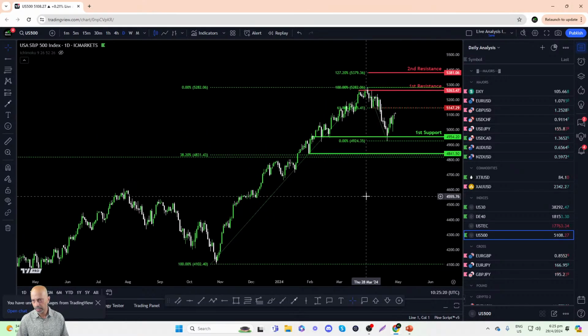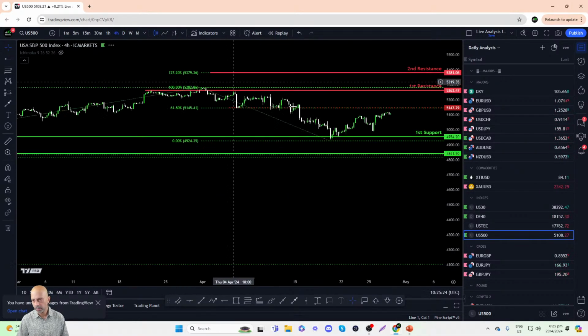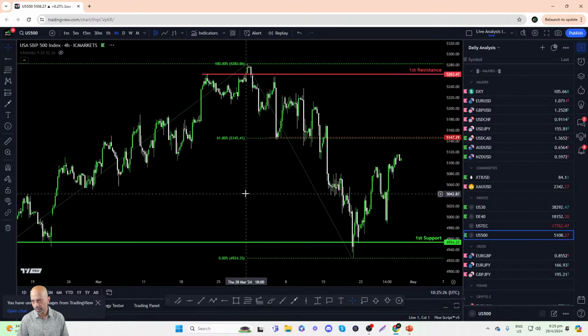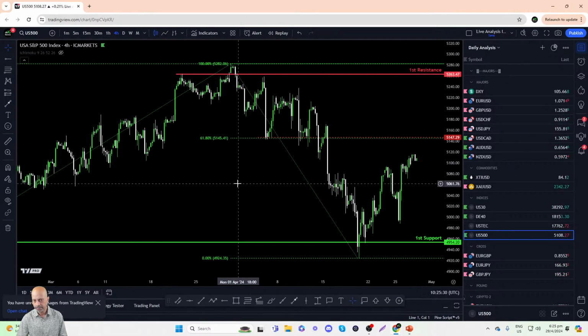Alright, so this is what I have for US 500. Maybe on the 4-hour time frame, anything else that we can identify? No, probably not. I think this is pretty fine.